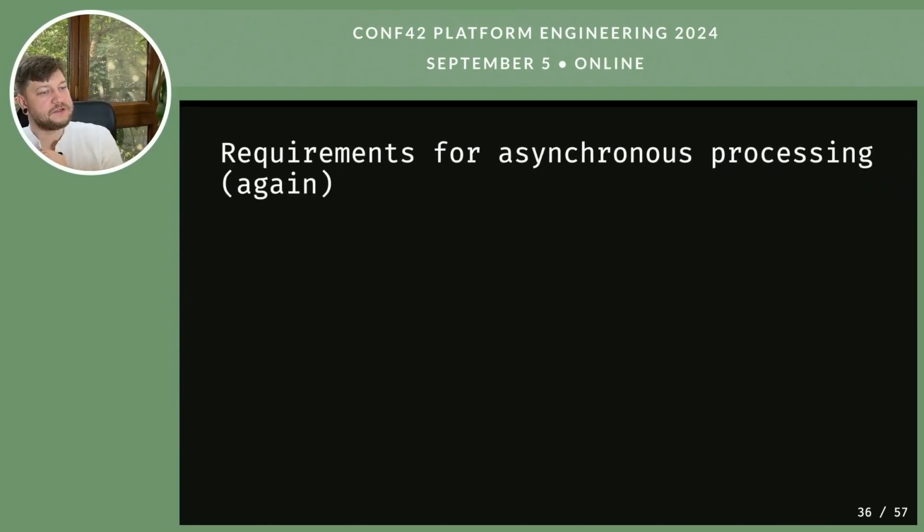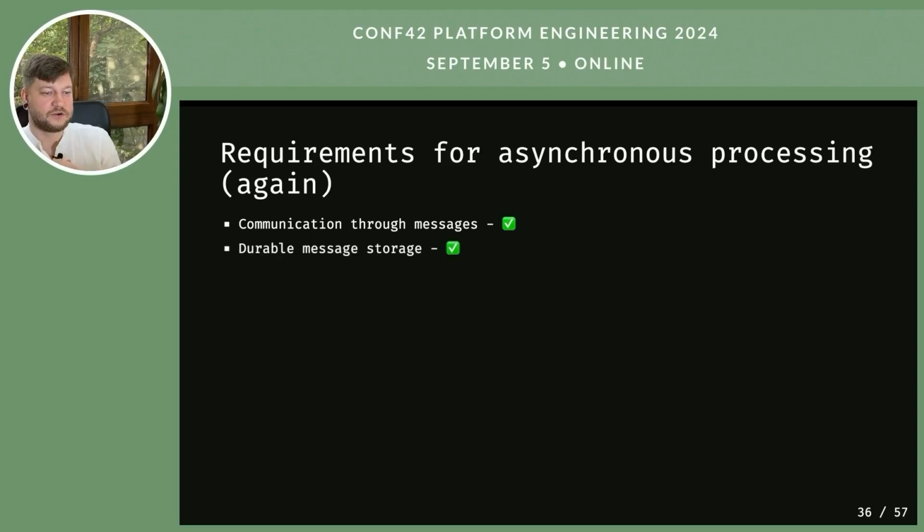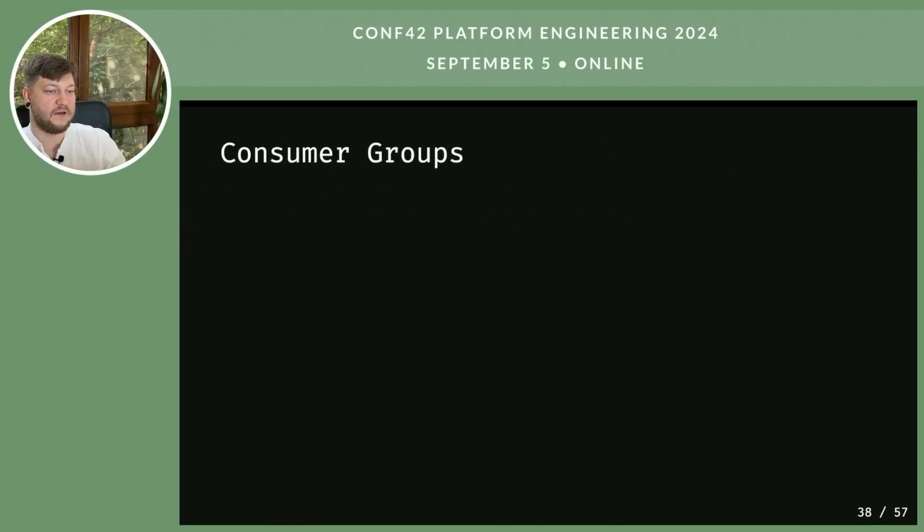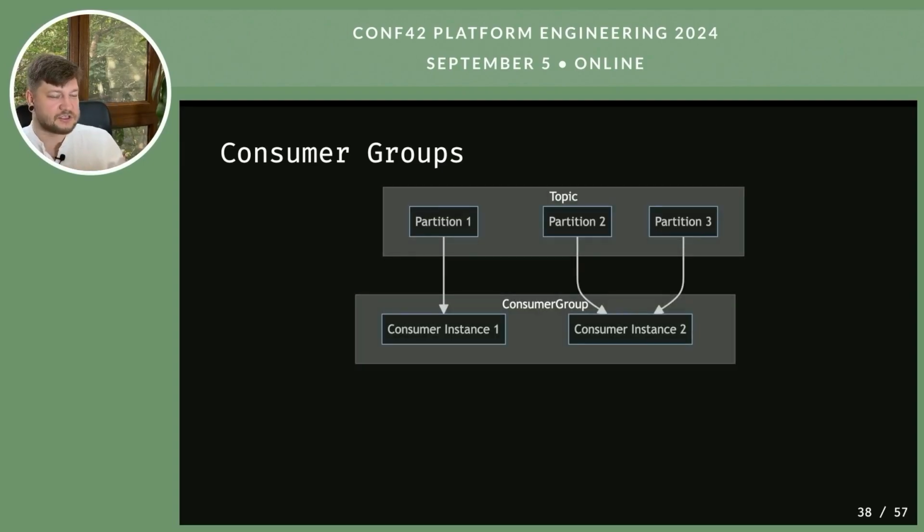Okay, let's revisit our requirements for asynchronous processing again. Communication through messages, done. Durable message store, done. One-at-a-time message handling. This is an interesting thing. Consumer requirements. We want to have one-at-a-time message processing. Each transfer should be processed by a single consumer. Consumer should be able to scale horizontally. And now we have an abstraction as consumer group. So we want to scale our application by servers horizontally. So it is super simple in Kafka actually.